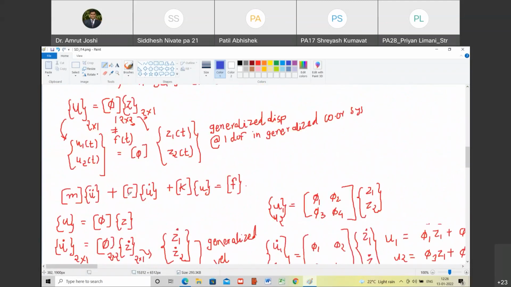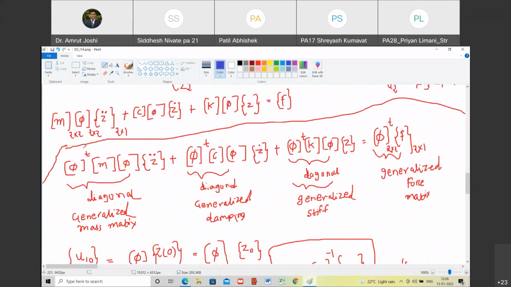कौन से quantities मुझे calculate करने पड़ेंगे? I will have to calculate now phi transpose M phi, which is the generalized M matrix denoted by capital M. Phi transpose C phi, which is the generalized damping matrix denoted by capital C, and phi transpose K phi, which is the generalized stiffness matrix denoted by capital K, and the generalized force matrix, which is phi transpose F denoted by capital F. ये चारों मैट्रिक्स मुझे अब कैलकुलेट करना है. Are you with me? Yes, sir.